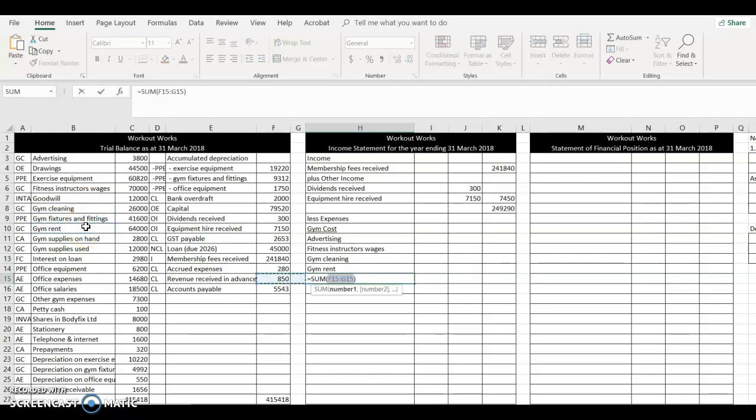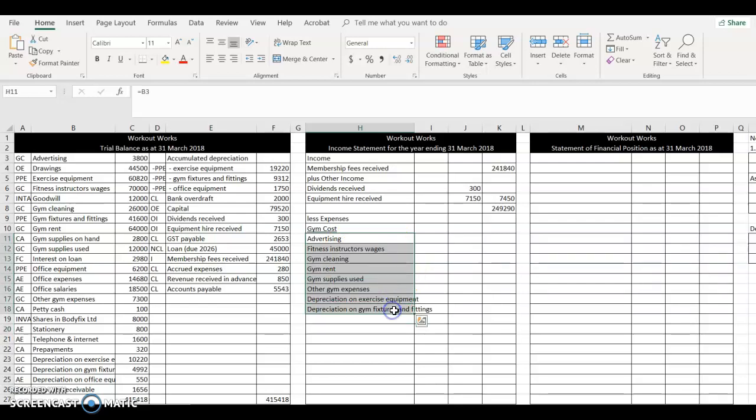Gym rent. Again, remember you've done all the hard work beforehand. Gym supplies used. Other gym expenses. And then we go down to the 2 depreciations. Pretty useful, these 2, because they give us merit grades. I think that's right. Advertising, fitness instructor wages, cleaning, rent, supplies used, gym expenses. Good, that looks all good.